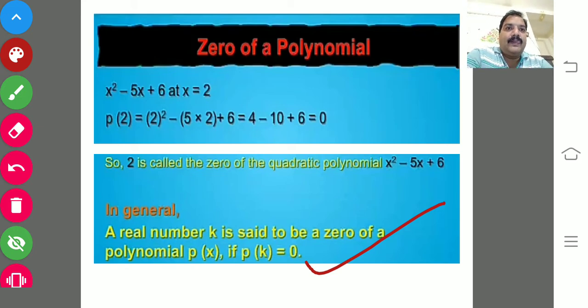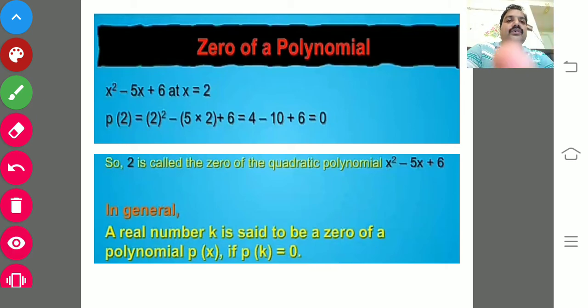It's very simple. If you take any algebraic expression as a polynomial, whatever number you substitute in that particular variable so that you reach the answer 0, that number is called the 0 of the polynomial. So the number is nothing but k, and p of k. If you take k as a number, and when you reach p of k equal to 0, then k is said to be a 0 of the particular polynomial p of x. I hope you could understand.